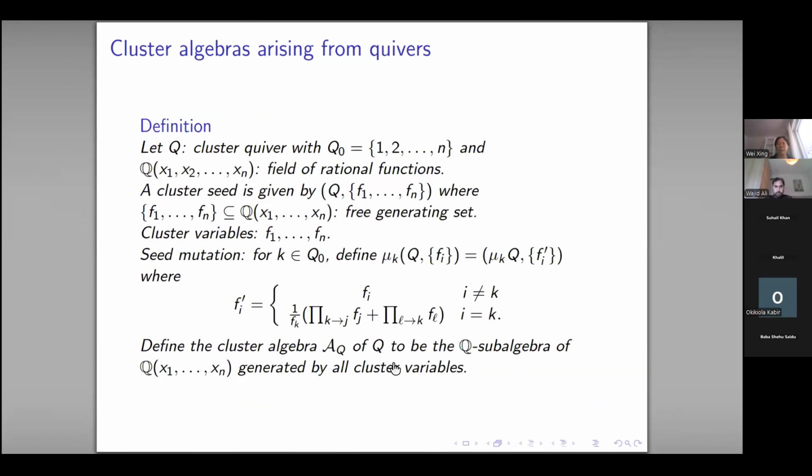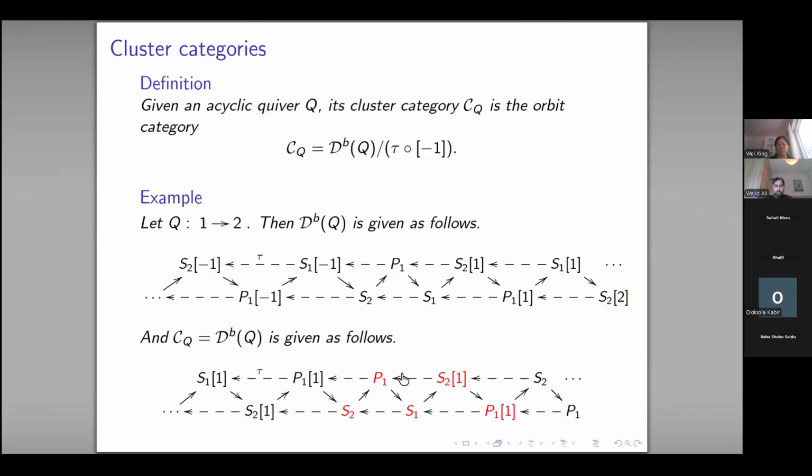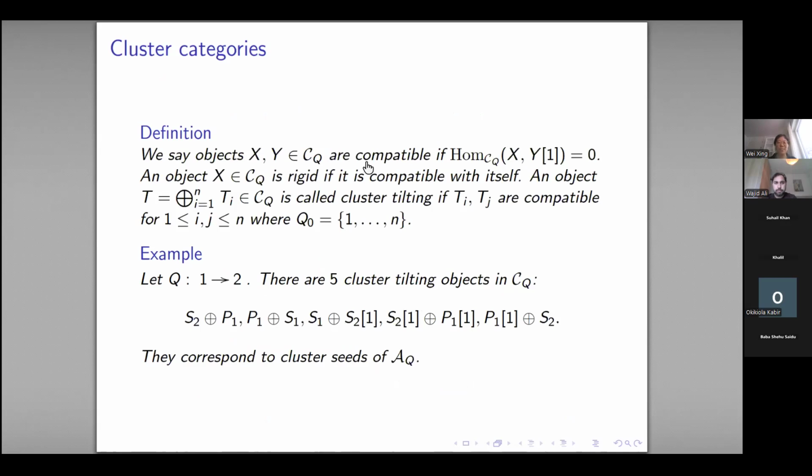And then in the category here, there will be special objects which play a similar role as the lightning bolt. And by mutation of these objects, we will get other objects. So this fundamental domain consisting of these 5 objects is determined by even fewer objects, which in this case consists of only 2 of them. And those special objects are called cluster tilting.